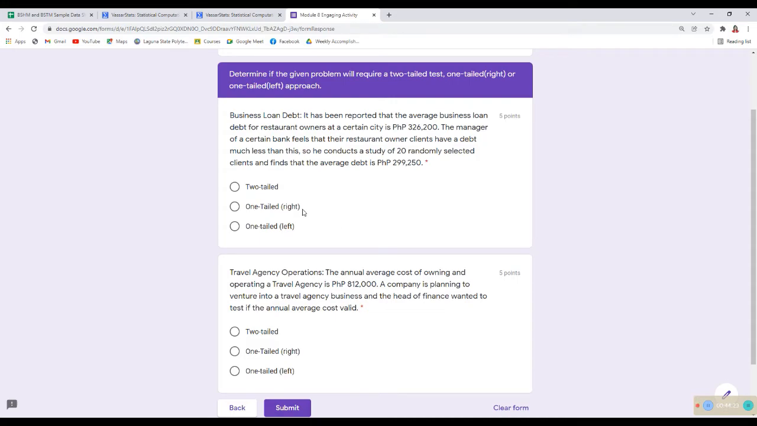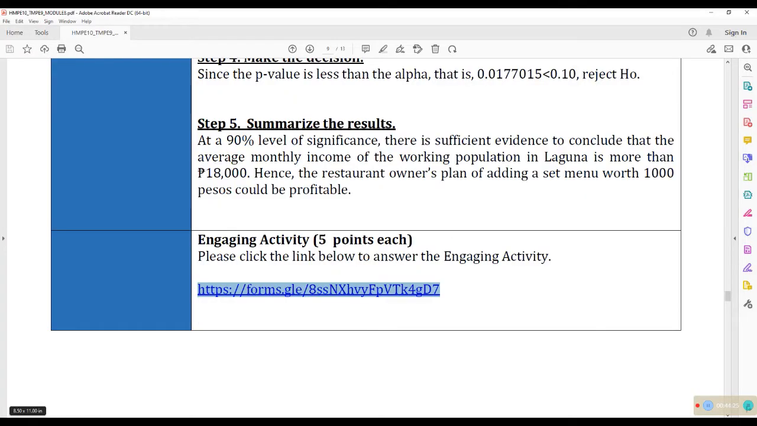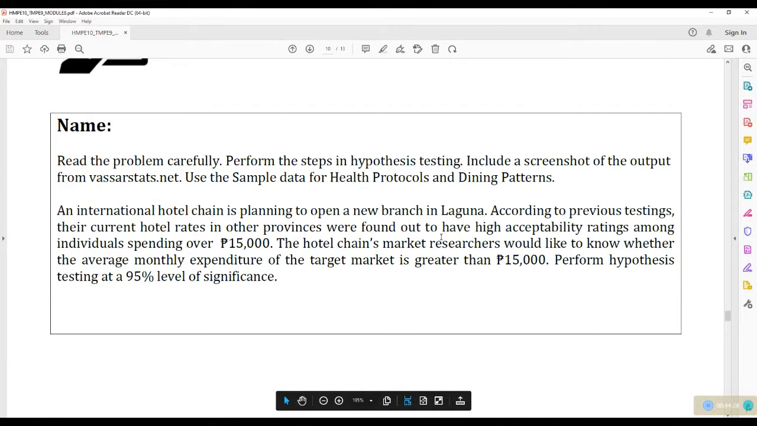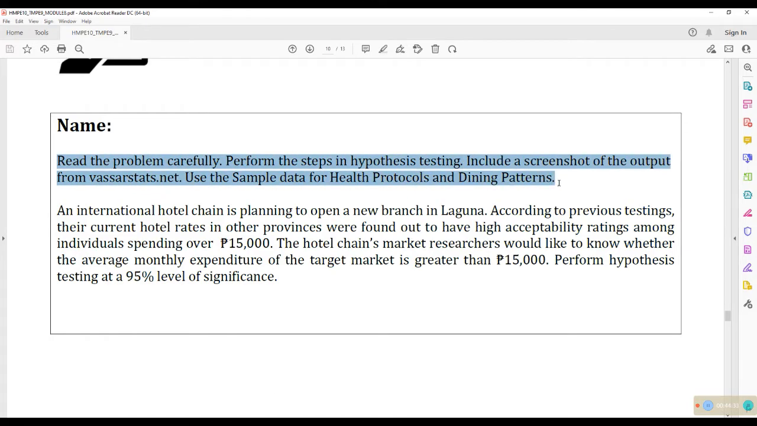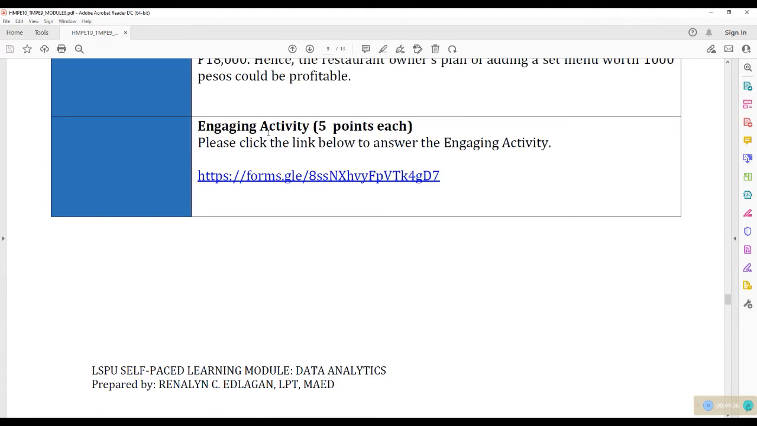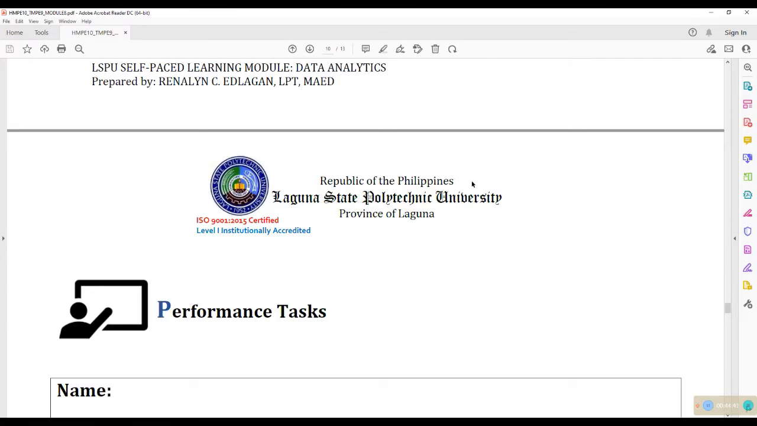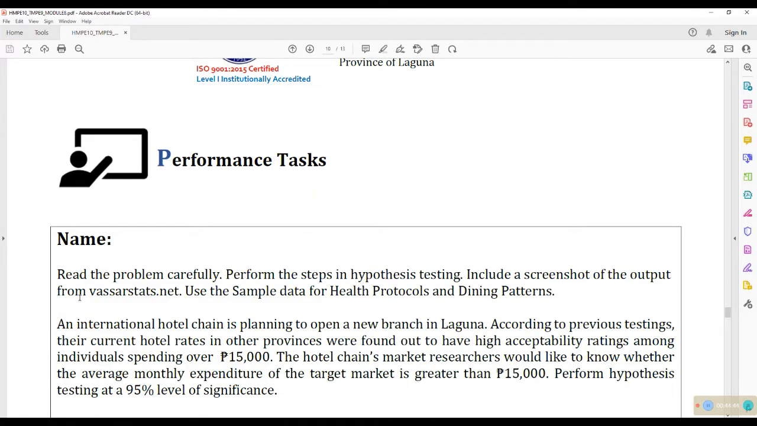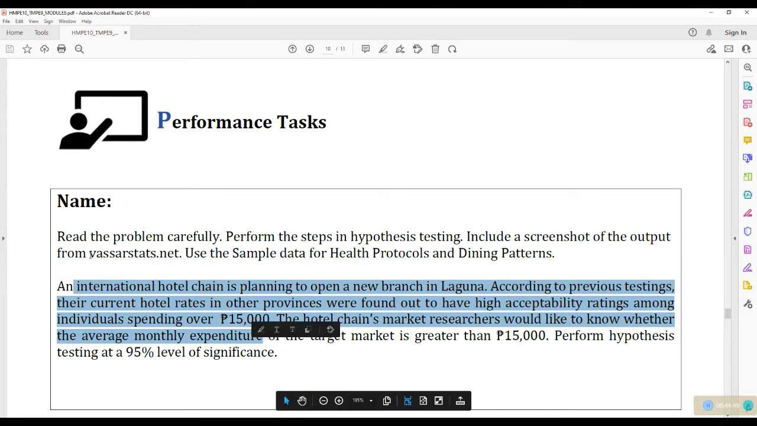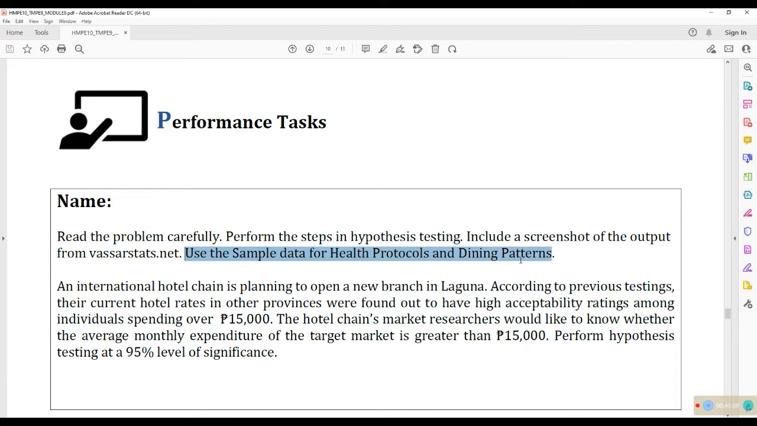Okay? Okay. So, next, let's go to the performance task. This is a bit harder compared with this one, because here you only focus on what to do with the alternative hypothesis, whether the hypothesis testing is one-tailed or two-tailed. Here, you will do an actual input of data. So read the problem carefully, perform the steps in hypothesis testing, and include a screenshot of the output from vasorstats.net. Use the sample data for health protocols and dining patterns.